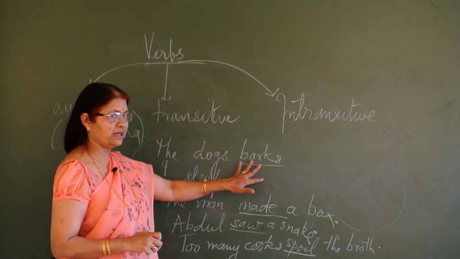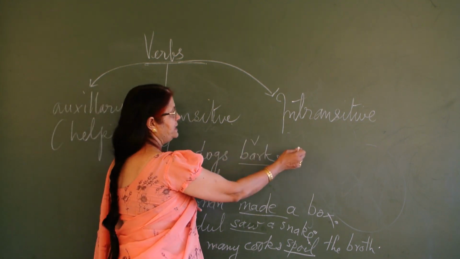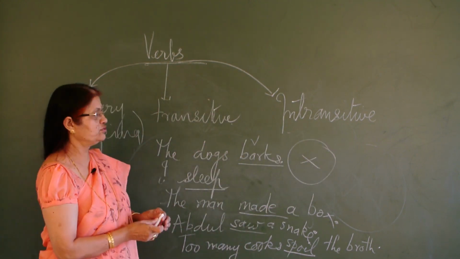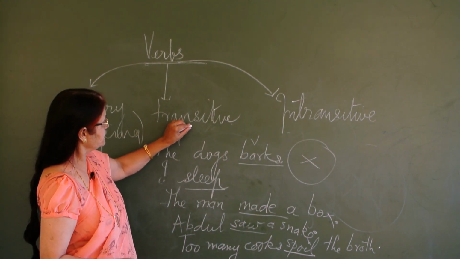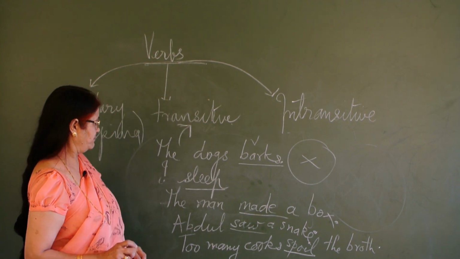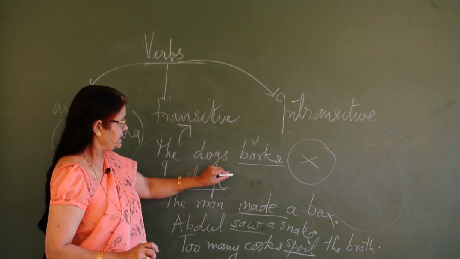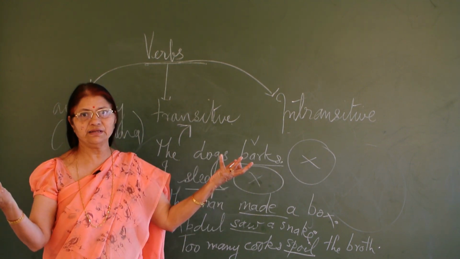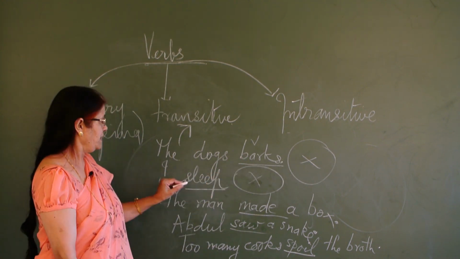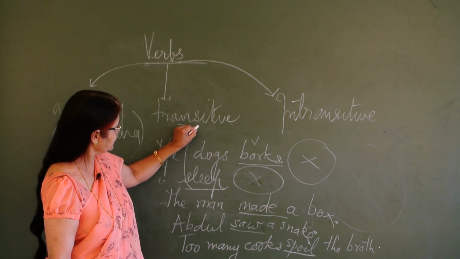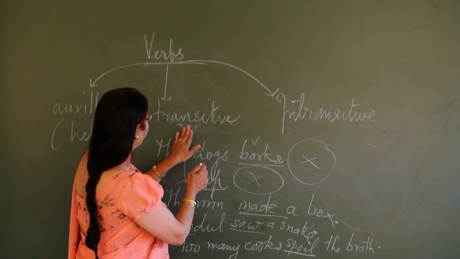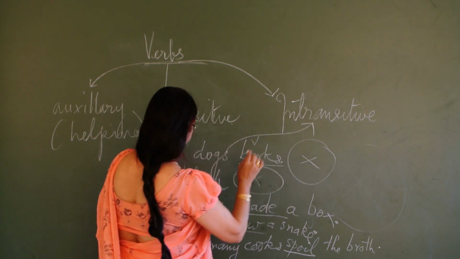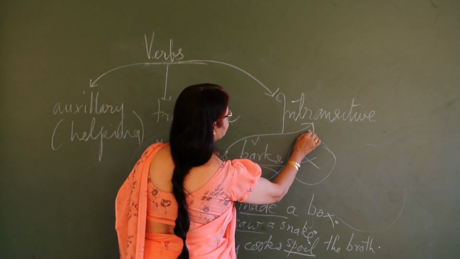The dogs bark. Bark is a verb. It does not require an object to complete its sense. So, this belongs to the intransitive verb. I sleep. Sleep does not require an object. What do I sleep? Does it make a meaning? No. So, sleep also is intransitive. This is intransitive. This is intransitive.